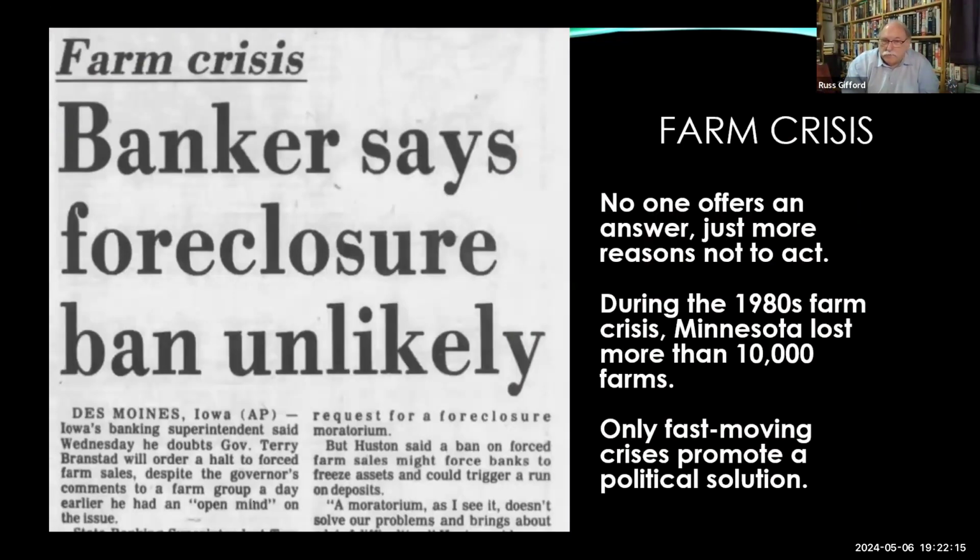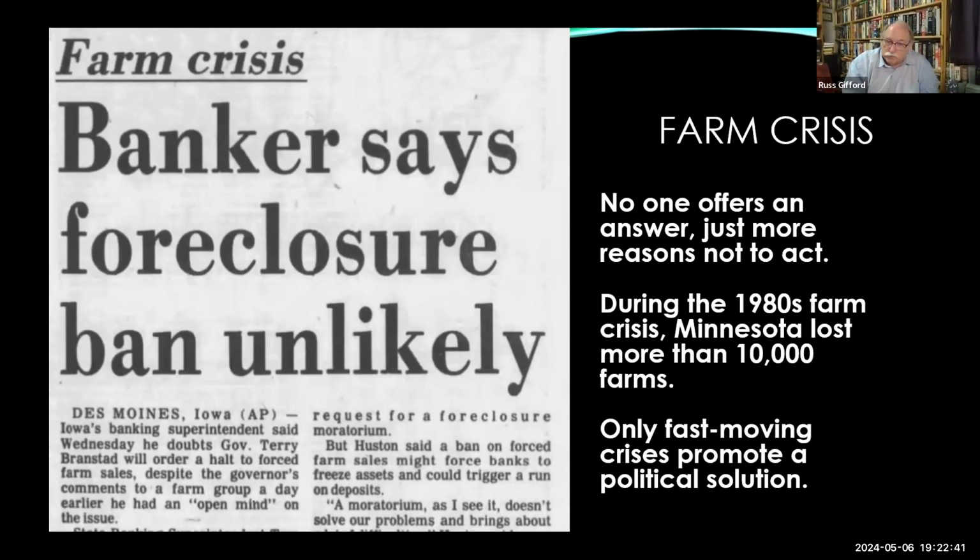And remember, that farm crisis was real during the 1980s. Minnesota, so we're talking Minnesota, lost more than 10,000 farms. And that's really not the right way to say it. 10,000 individual farmers lost their farms. Somebody else bought them. Somebody else then turned around and made money with them.